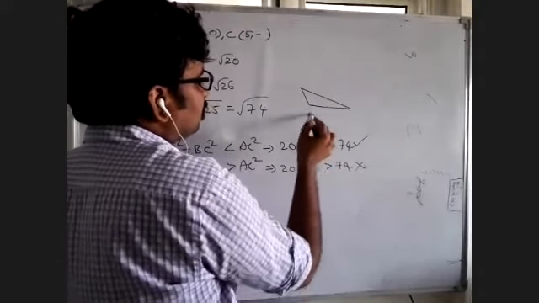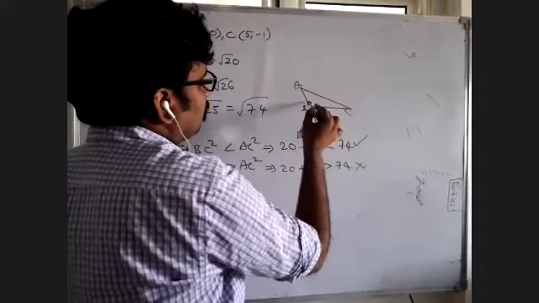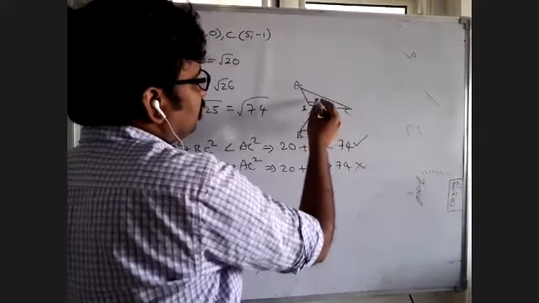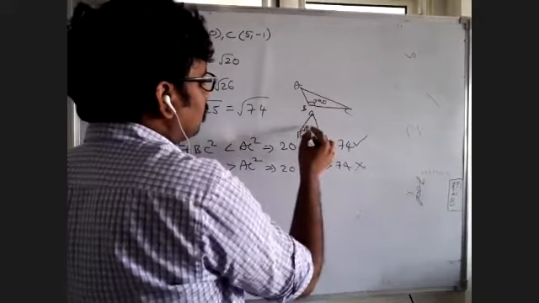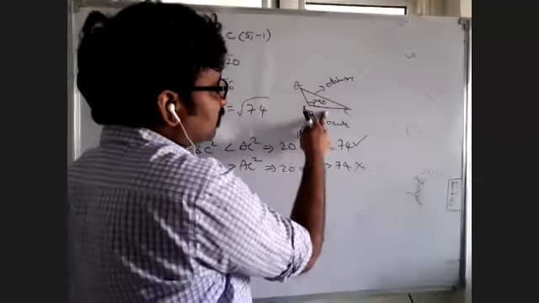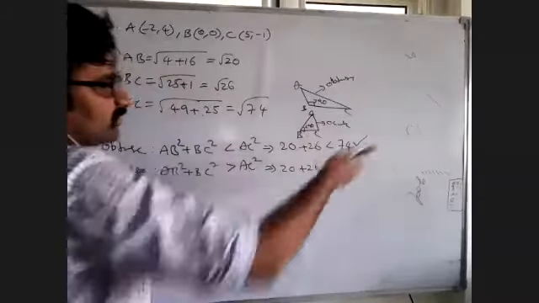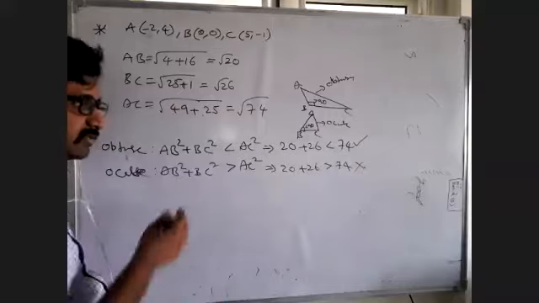These are the triangles. Greater than 90 is obtuse, less than 90 is acute, and 90 is right. AB square plus BC square is always less than AC square for an obtuse angle, since this side is big, so this is clearly obtuse. And for an acute angle, AB square plus BC square is always greater than AC square. So this is wrong, and acute is the only correct one.